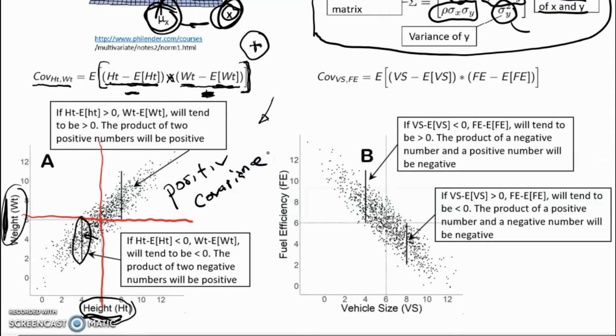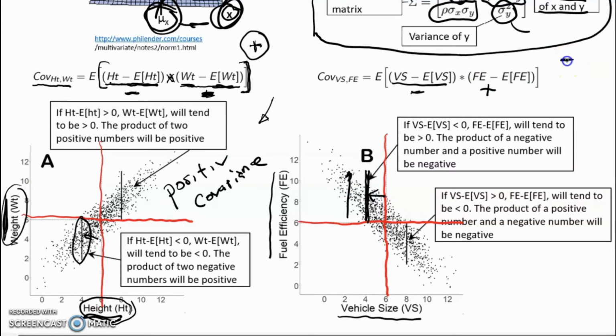covariance. In this plot, what we've got is the size of the vehicle and its fuel efficiency. So again, we've got our guidelines drawn at the expected values. So if we think about these guys here, in terms of their vehicle size, it's less than expectation. It's going to be a negative number. When you think of their fuel efficiency, it's going to be greater than expected. It's going to give a positive. You multiply those two things together, you get a negative.